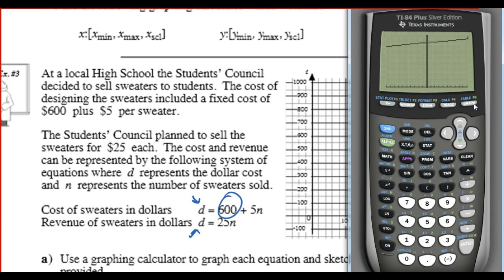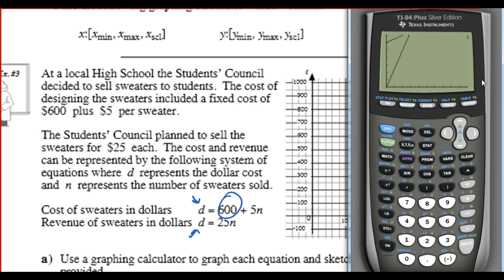Okay, the other thing I don't care about is the negative x values, because that would represent a negative number of sweaters, so I'm going to make that 0. And I'm going to maybe sell, because N is the number of sweaters, let me see what happens when I sell 100 sweaters. I'll make the scale 10, and I'll make the scale here 100 for the cost.